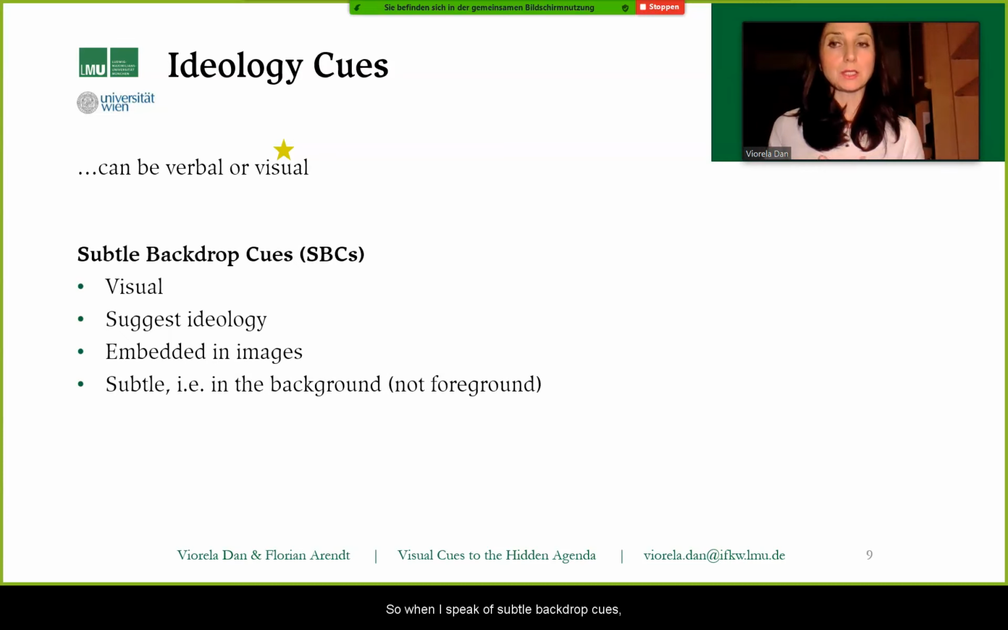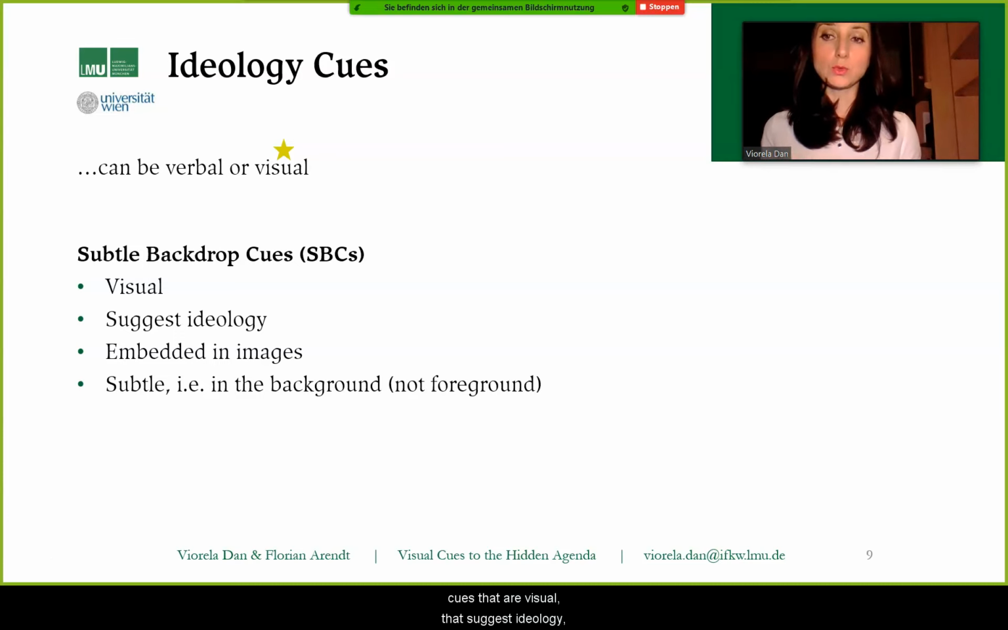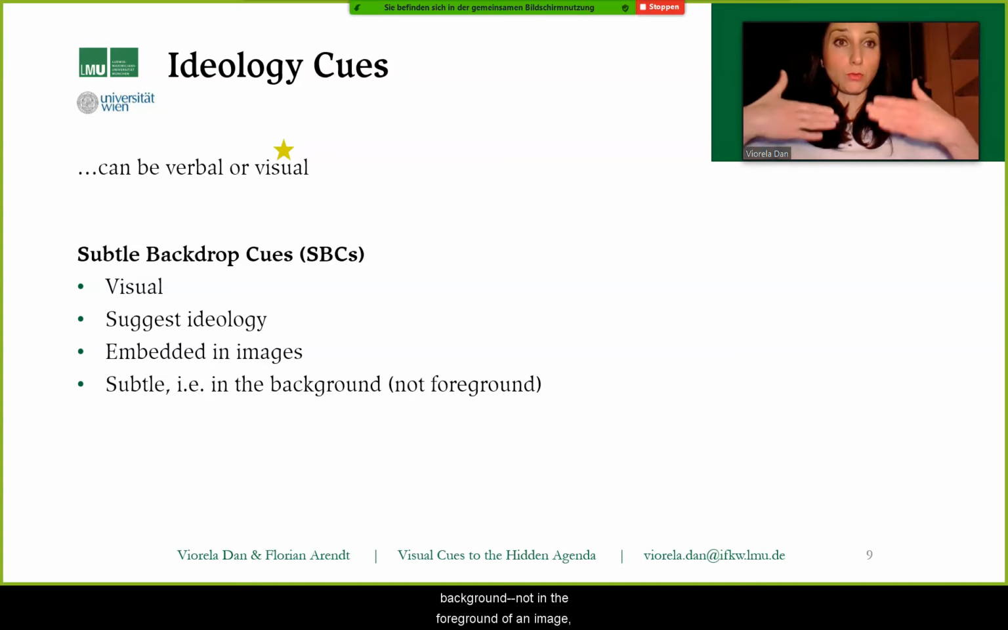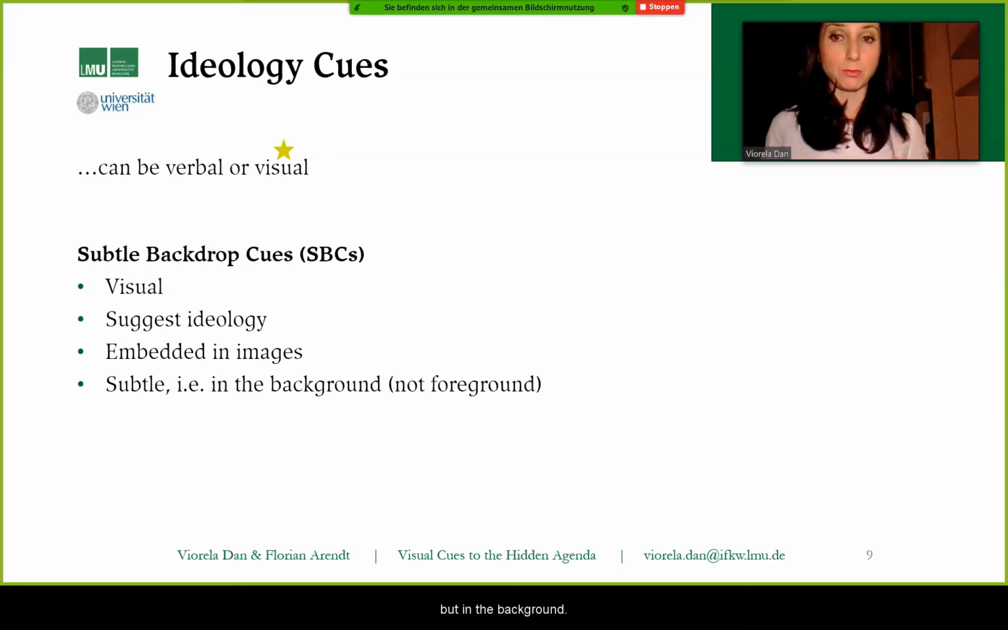So when I speak of subtle backdrop cues, or SBCs for short, what I mean is cues that are visual, that suggest ideology, that are embedded in images, and they are subtle. They are subtle in the sense that they are in the background, not in the foreground of an image.